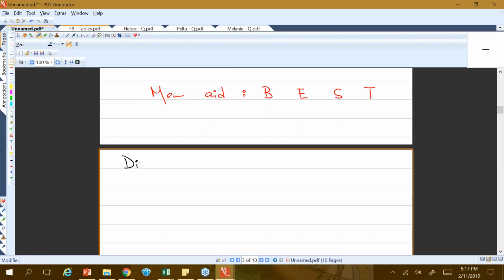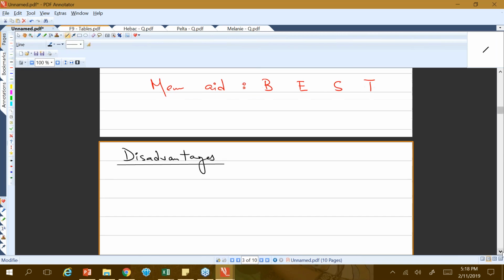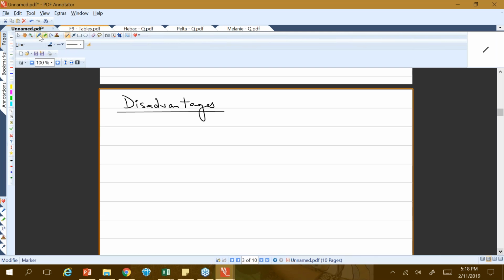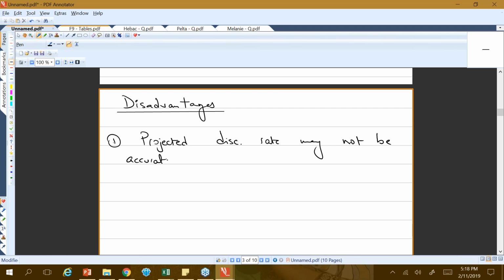Now, in terms of disadvantages of NPV, we are going to look at 4 disadvantages as well. Number 1, the projected discount rate may not be accurate, resulting in wrong NPV. And because we will be discounting the cash flows of a project, if our discount rate is not right, that means the entire NPV is not right.